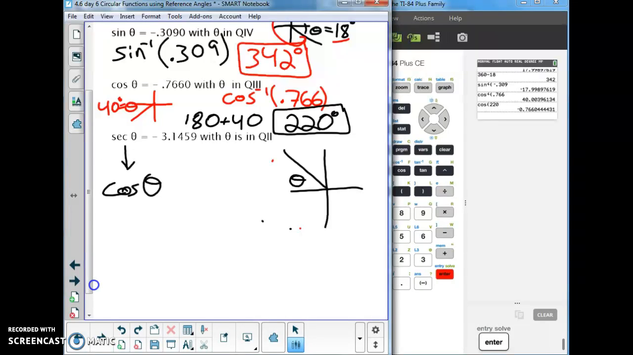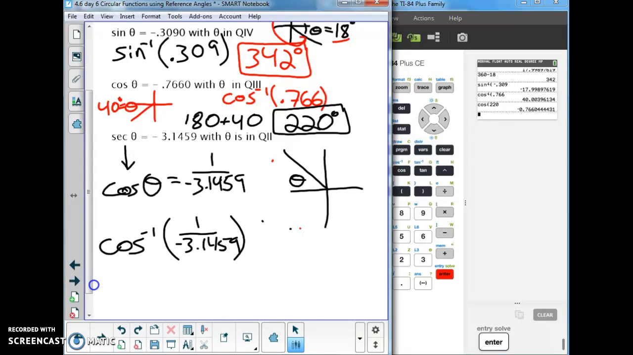Well, I don't have a secant button, however, I do have a cosine button. So I'm going to rearrange this so that it's cosine friendly. Hopefully we remember that secant and cosine are what's called reciprocal functions. So I'm going to rewrite this as 1 over negative 3.1459. Now from here I get to use some inverse trig. So cosine inverse of 1 over negative 3.1459 is going to give me my theta value.